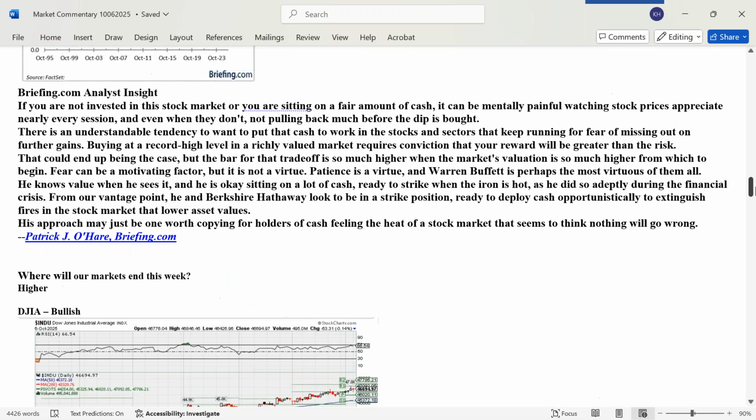But here's the catch. If you're not invested in the stock market, you are sitting on a fair amount of cash. It mentally can be painful watching stock prices appreciate nearly every session, and when they don't, not pulling back much to get in to buy the dip. It's an understandable tendency to want to put that cash to work.